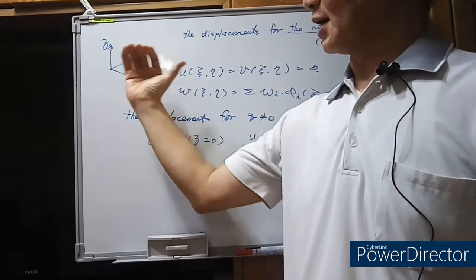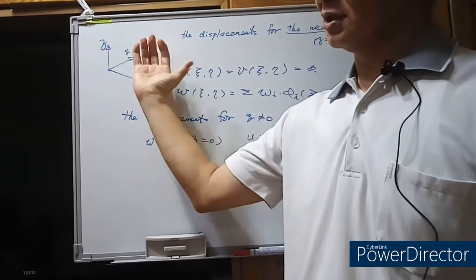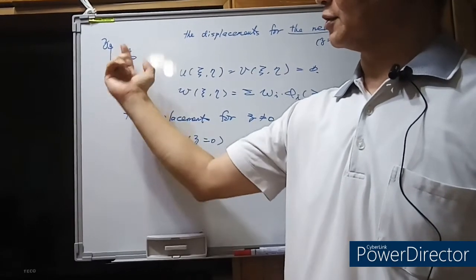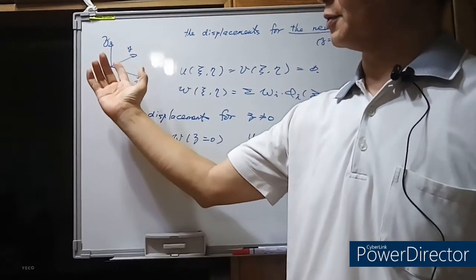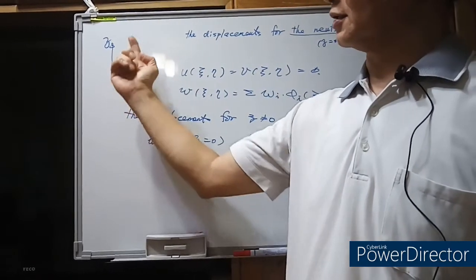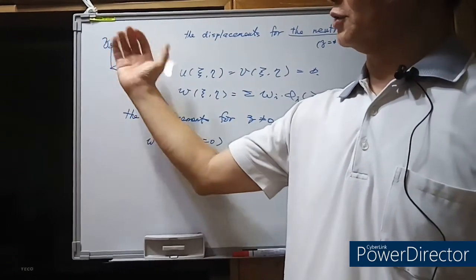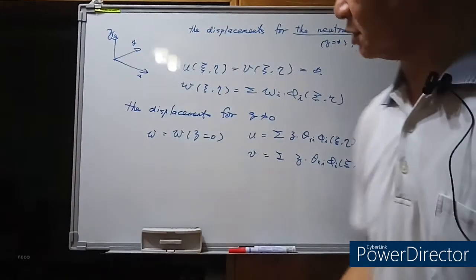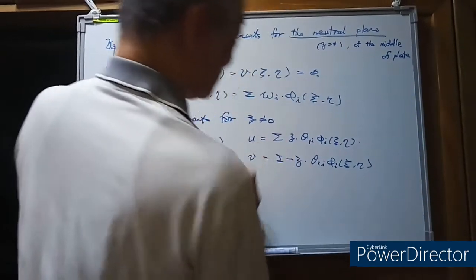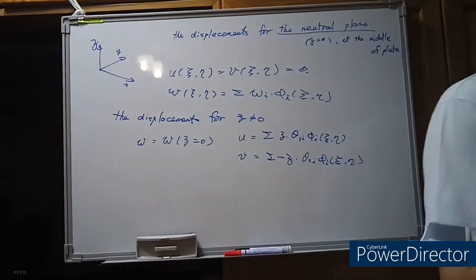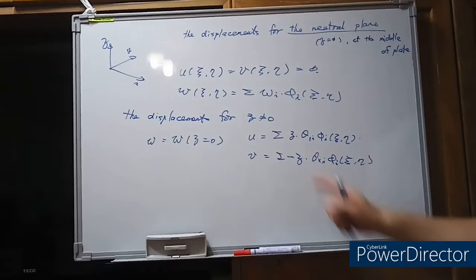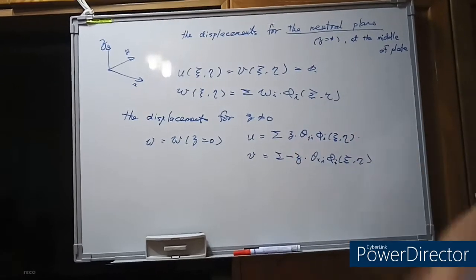The positive theta x will be the rotations in these directions. But if we combine the positive theta x and the positive z values, it will create the displacement to the negative y direction. So you need to add a negative sign to correct the displacements. Okay, so here is a negative sign.